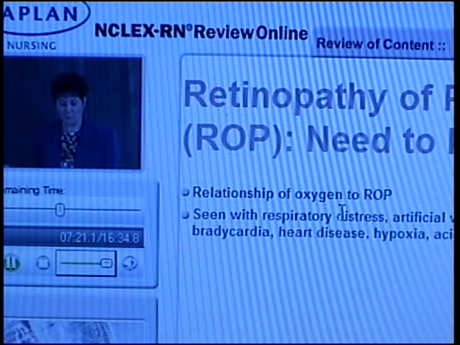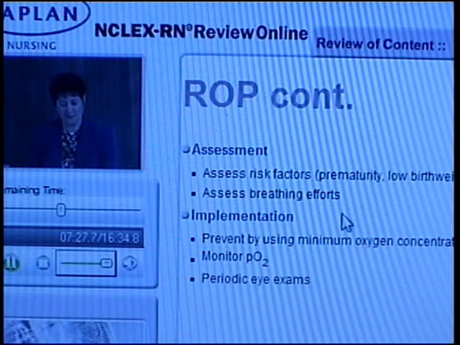So let's talk about retinopathy of prematurity. It's a diagnosis that is done by ophthalmic examination. The disease many times will not be manifested until about 4 to 6 weeks after birth, so it may not be something that you will see initially.